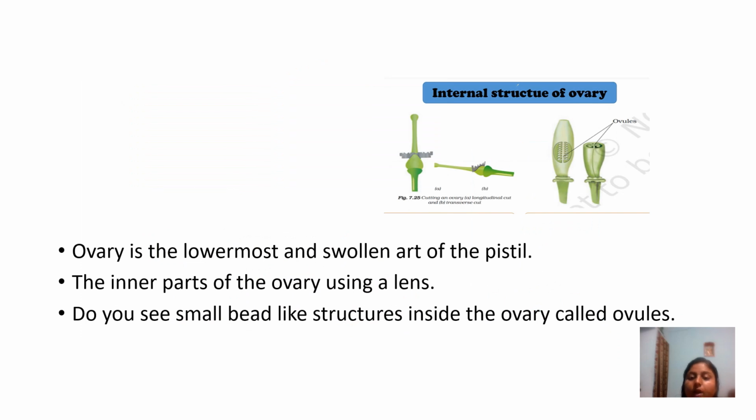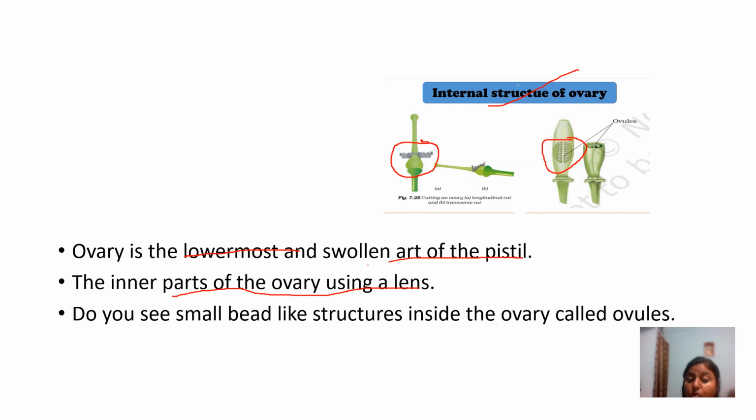So now the internal structure of the ovary. The ovary is the lowermost and swollen part of the pistil. See, this swollen part is the ovary. Okay students, see this swollen part. So the inner part of the ovary is seen using a lens.